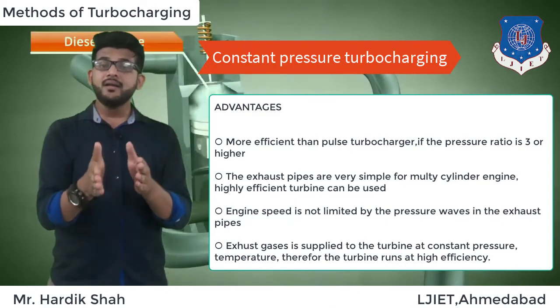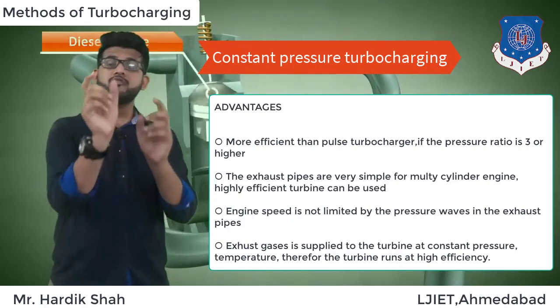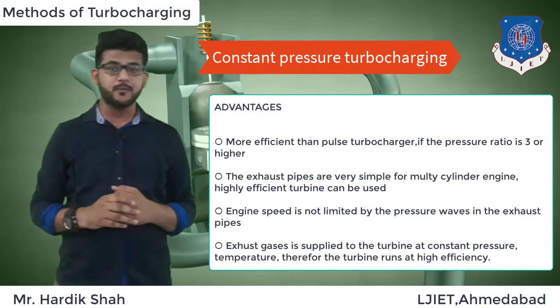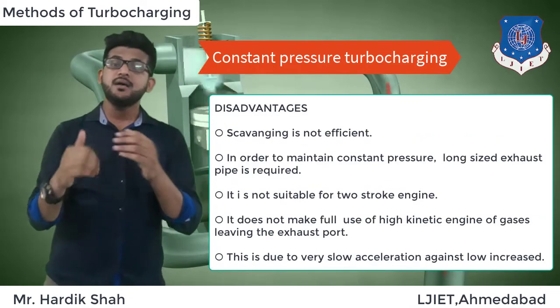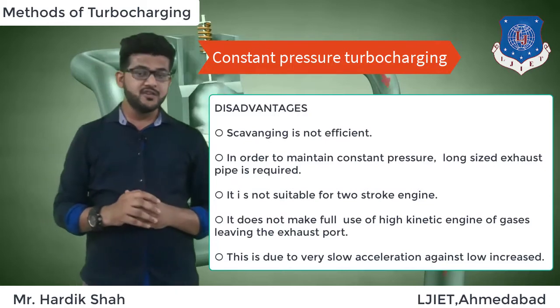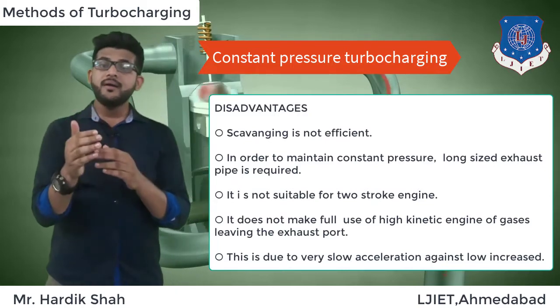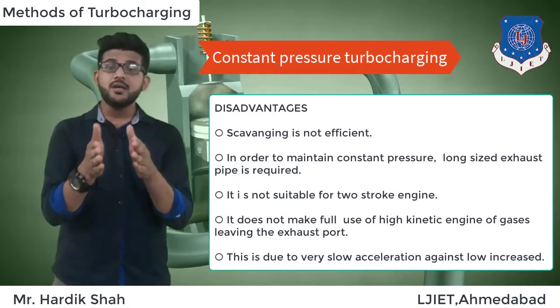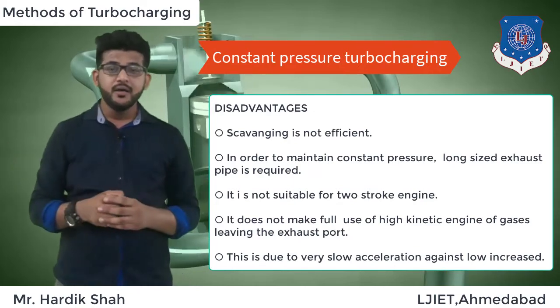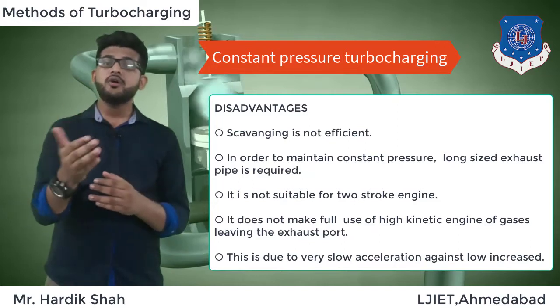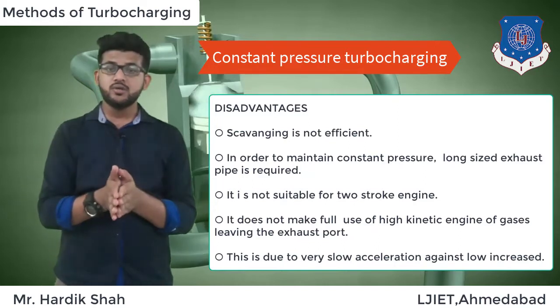Therefore, the turbine can run at high efficiency because we know the pressure ratio and the temperature. Now, what are the disadvantages? Scavenging is not very efficient. In order to maintain the constant pressure, long exhaust pipes are required. It is actually a disadvantage. It is not suitable for the two-stroke engine also, right?